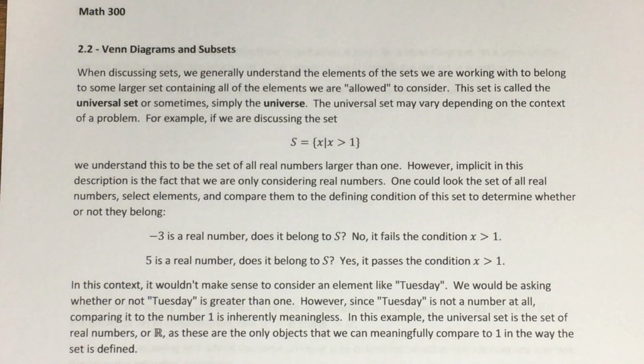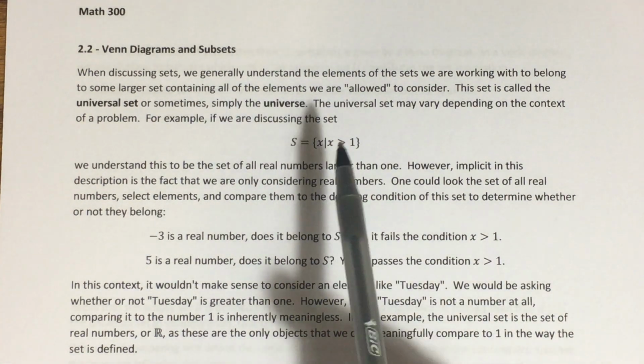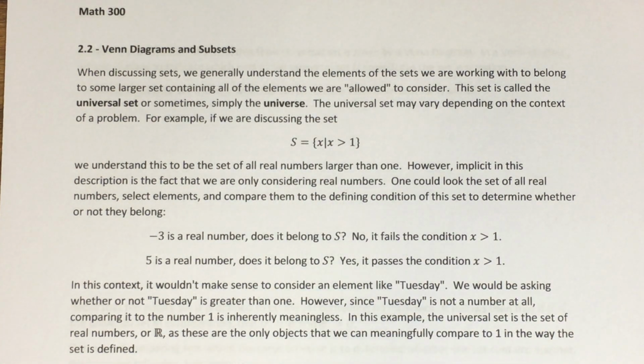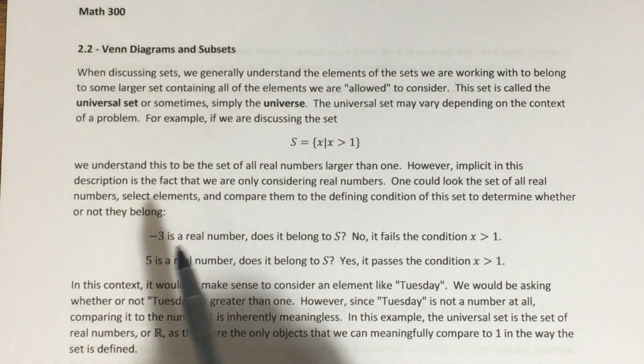What we want to do is define something called a universal set, or sometimes we simply call it the universe. In a more broad context, like with formal logic, which we study in chapter 3, or in philosophy, the same idea is called a universe of discourse. But the idea of a universal set is to basically have a larger set that we can pick elements out of and compare to a particular set to decide whether they belong there or not. So here's what I mean.